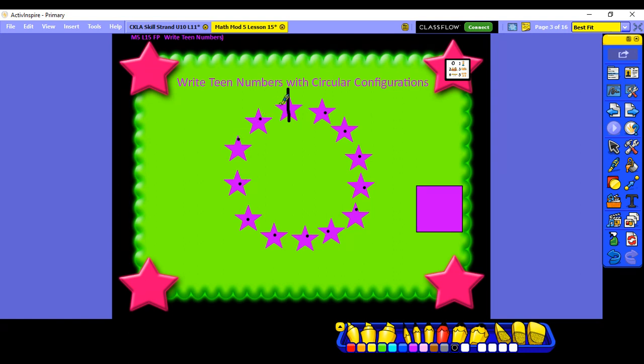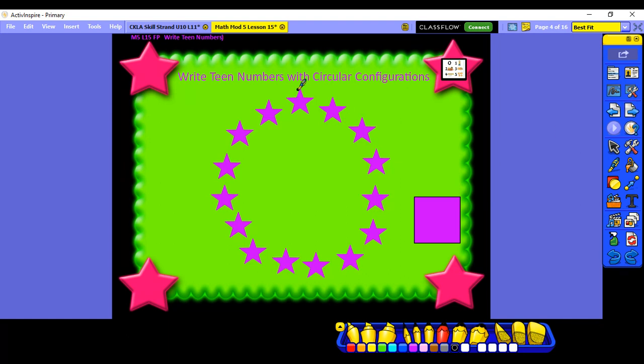1, 2, 3, 4, 5, 6, 7, 8, 9, 10, 11, 12, 13. Stop! How many stars do we have? 13. Remember, we write the 10 first as just the 1 because the 3 hides the 0. 13. 10, 3.